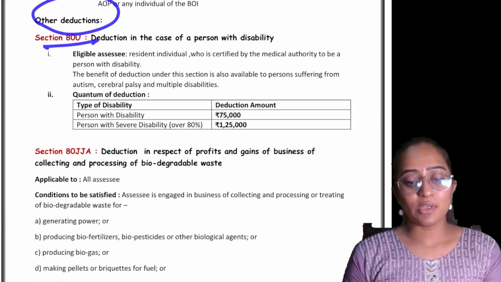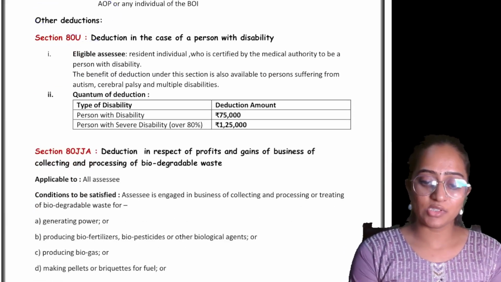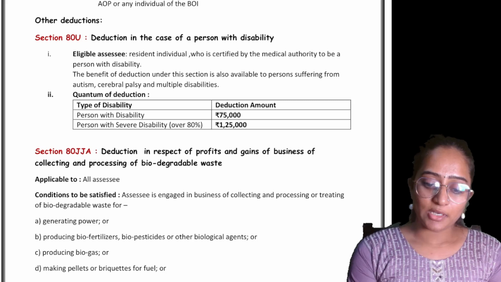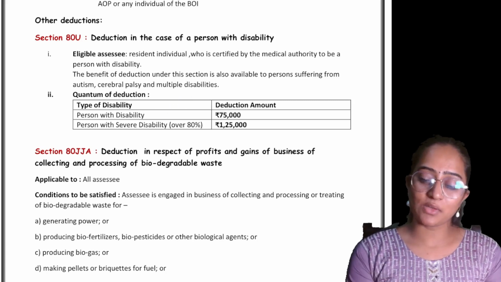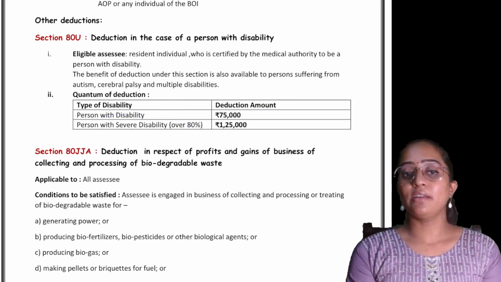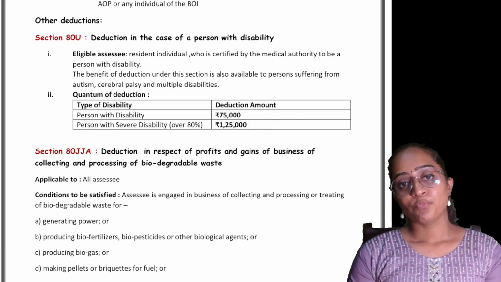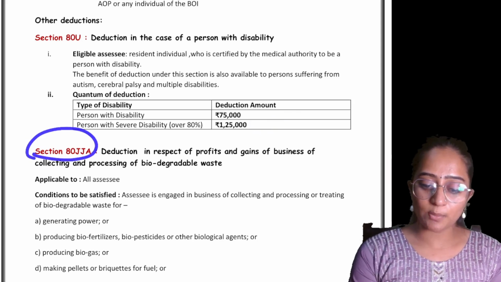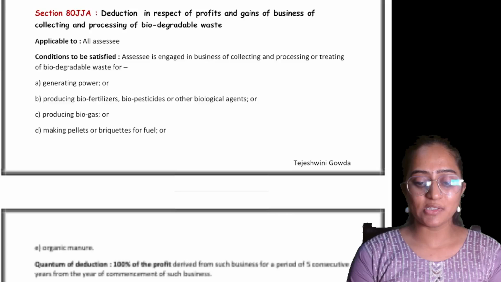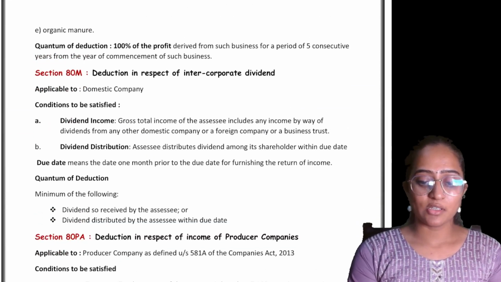Other deductions which come under the section is 80U, wherein deductions in respect of a person with a disability is considered, and the type of disability. If the person has a disability, it is a 75,000 flat deduction. If the person has a severe disability, a flat deduction of 1,25,000 is available. 80JJA, deductions in respect of the PGBP income that you are getting from biodegradable waste. 100% of such amount is allowed as deduction.